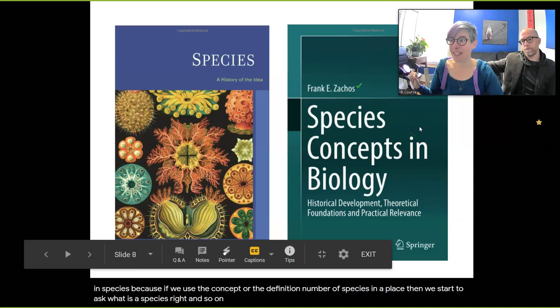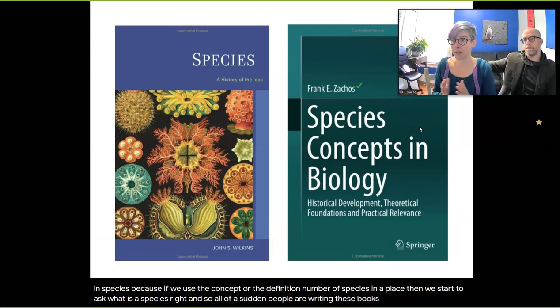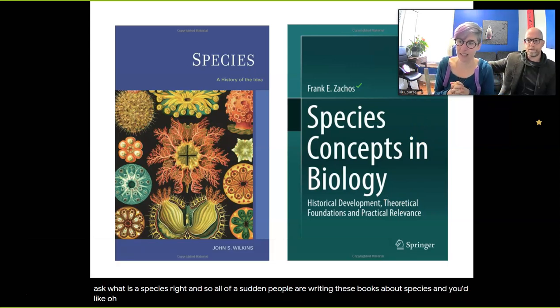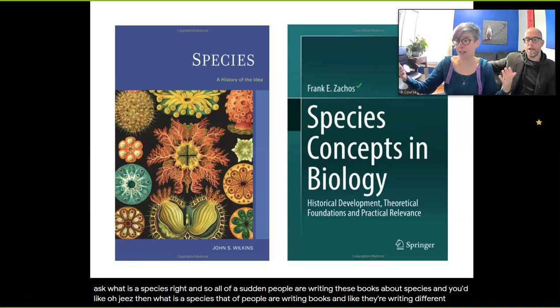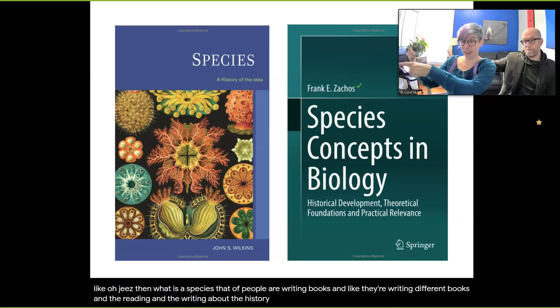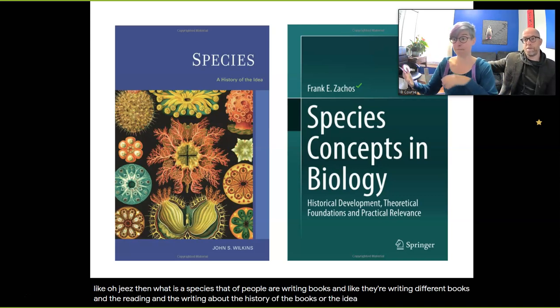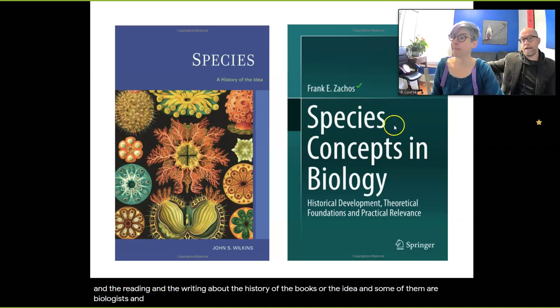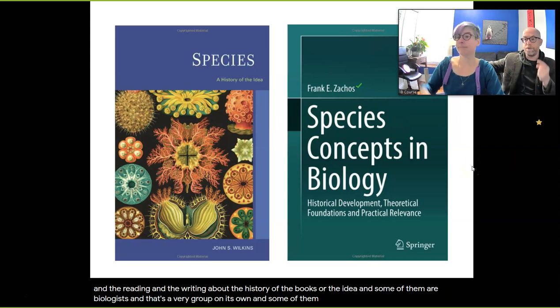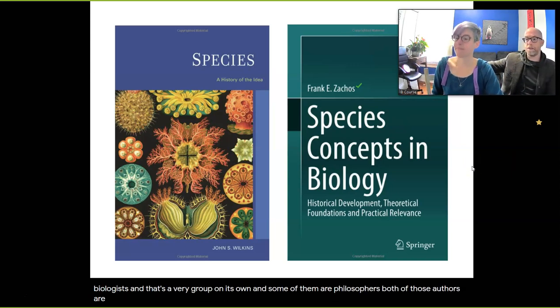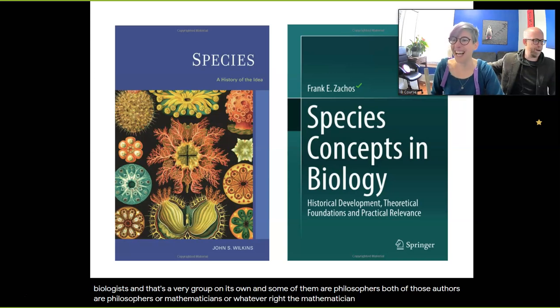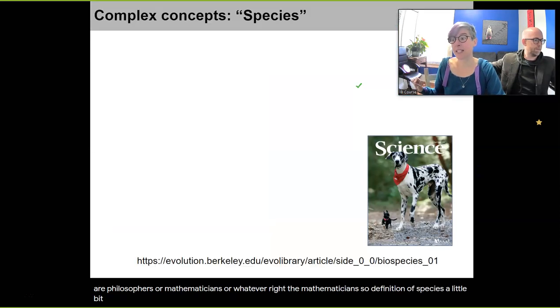All of a sudden people are writing these books about species, and you're like, oh geez, then what is a species? They're writing different books, writing about the history of the idea. Some of them are biologists, and that's a varied group on its own. Some of them are philosophers. Both of those authors are philosophers. Or mathematicians or whatever. So let's dive into the definition of species a little bit.